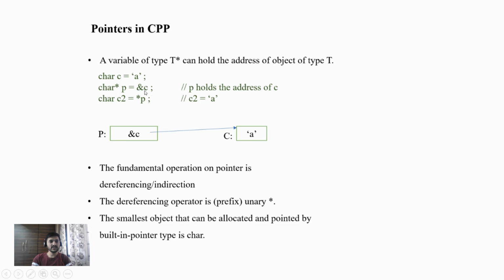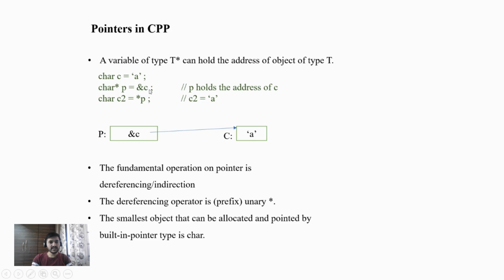Now what is this? Here c is a normal variable of type char which holds one character a. P is a pointer. When I say pointer, a pointer always holds the address of some object. So p is a pointer of type char. We can read it from right to left: p is a pointer of type char which can hold the address of any character variable. That's what I have made here. So p here is basically holding the address of character c.